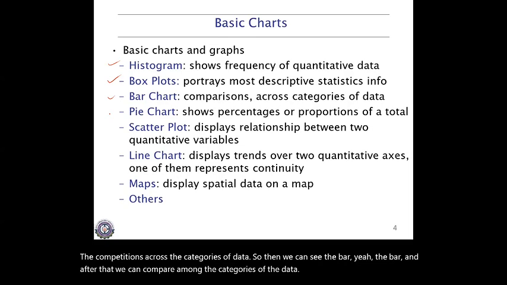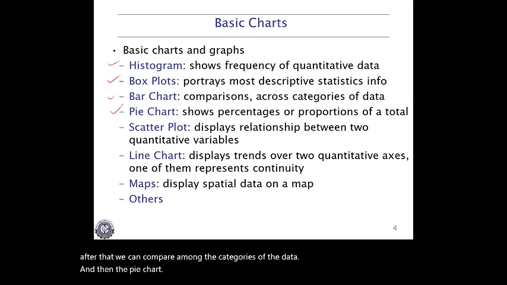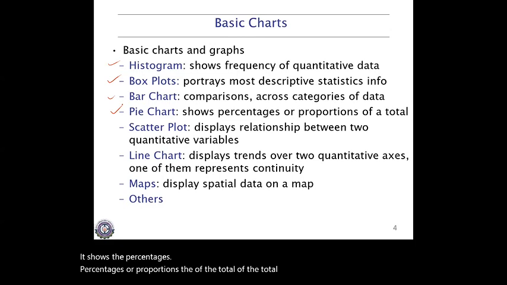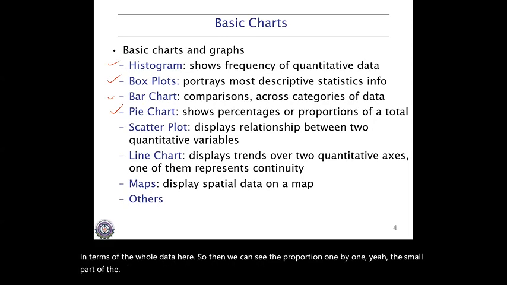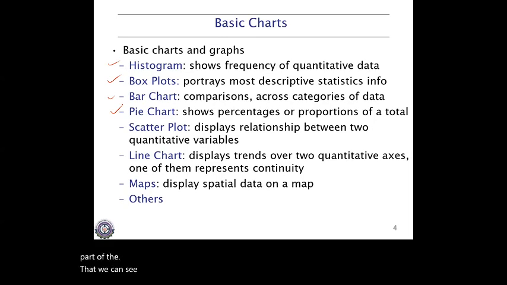And then the pie chart, yeah, it shows the percentages or the proportions of the total, in terms of the whole data here. So then we can see the proportion, one by one, a small part of the data, we can say samples, or the distribution of the members in the overall data.